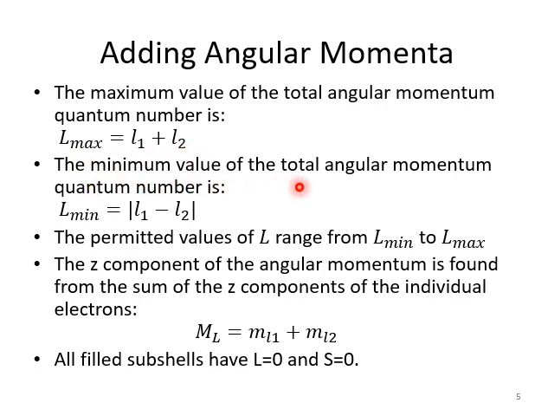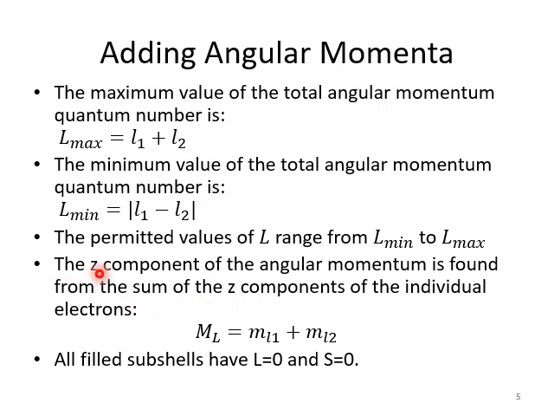The minimum value for this pair of electrons for the total angular momentum is when one of the momenta is opposite to the other one. So I could have an L equals 2 state, but that L equals 2 state is pointing in an opposite direction from the L equals 1 state, so I'd have 2 minus 1, and the minimum value of the total angular momentum then would be 1. So the permitted values that we can have in this system for that angular momentum range from the minimum value to the maximum value.